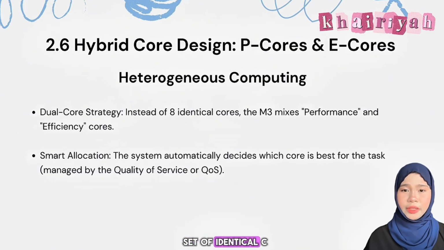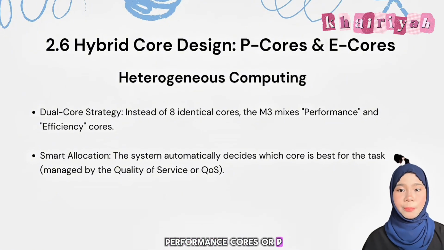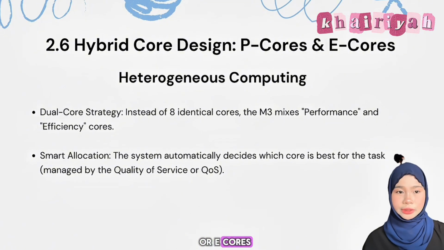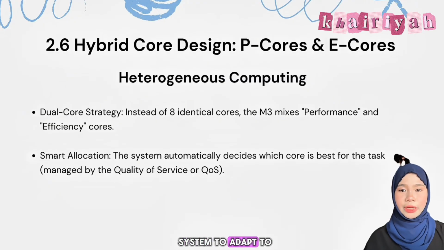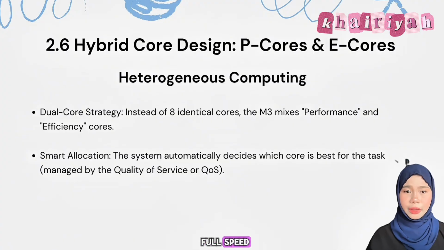Instead of using a set of identical CPU cores, the Apple M3 combines two different types: performance cores, or P-cores, and efficiency cores, or E-cores. This dual-core strategy allows the system to adapt to what you're doing at any moment, rather than wasting power by running everything at full speed all the time.